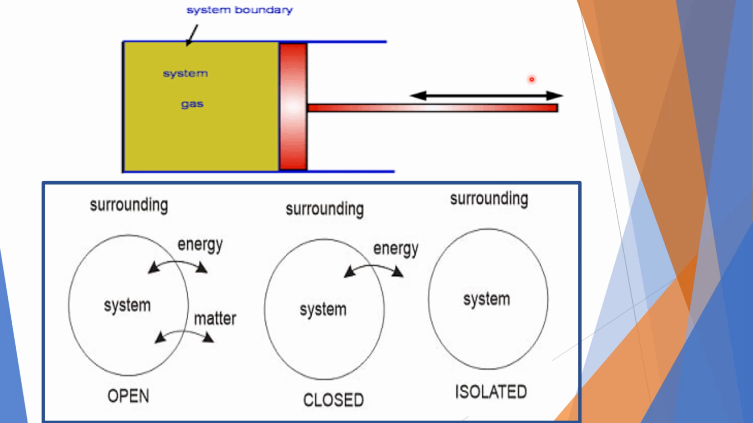I have already explained what is open system, closed system, and isolated system. So if we talk about open system, these are those systems in which matter and energy can transfer from system to surrounding or from surrounding to system. If we talk about closed system, only energy can transfer from system to surrounding or from surrounding to system. And for isolated system, there is no transfer of matter or energy from system to surrounding or from surrounding to the system.